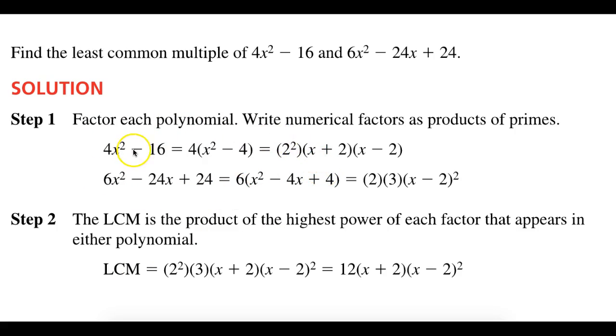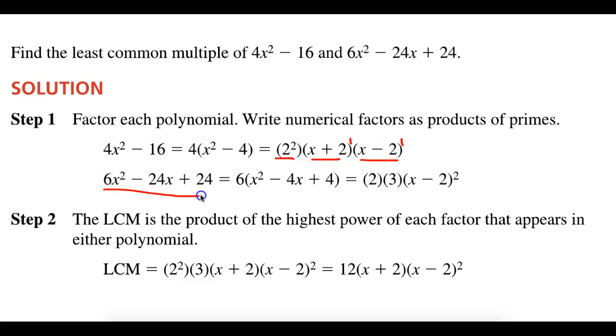When we look at our first polynomial, that's just 4 times x squared minus 4. We take out the 4 from it. Now, 4 is just 2 squared. And x squared minus 4 is the difference of squares, so it's x plus 2 times x minus 2. This is our most factored down form for our first term. Each of these is just to the first power, so we've got 2 squared times x plus 2 to the first times x minus 2.